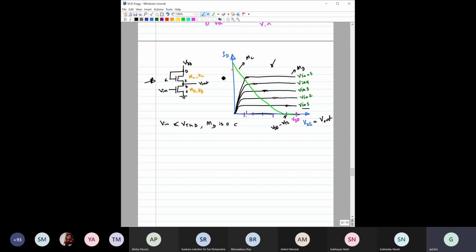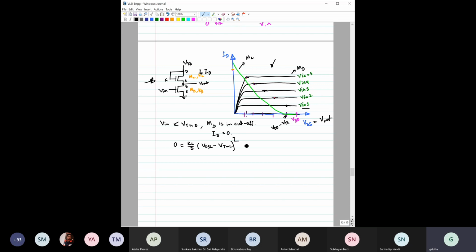so MD is in cutoff, right? So when MD is cutoff, that means ID is equal to 0. When this ID is equal to 0, the same ID is flowing through this load as well, right? So we can write 0 is equal to KL by 2 into VDSL minus VTNL square, right?